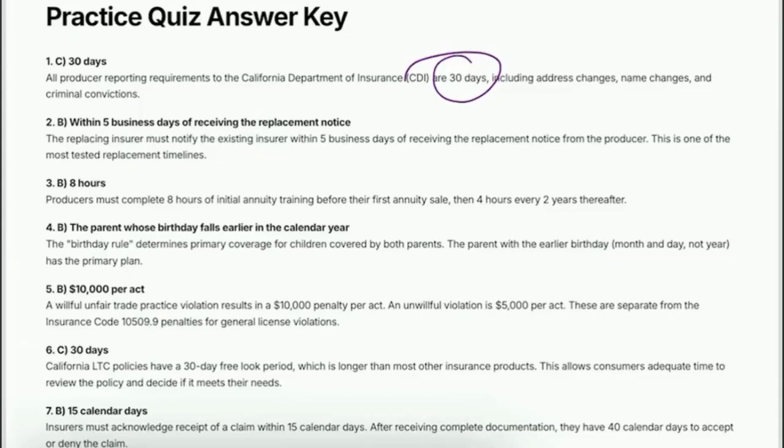Number 3, 8 hours. Producers must complete 8 hours of initial annuity training before their first annuity sale, then 4 hours every 2 years after, and these are CE hours.